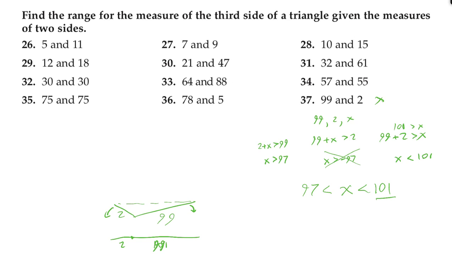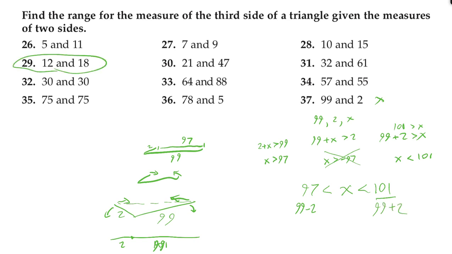And what's the shortest? The shortest is if I bring these close together, and I'm still going closer together, and what I end up getting is here's a 99, and then the 2 is essentially laying right on top of it, and so there's 97 left over. And so really, this is just 99 minus 2 is the shortest, and 99 plus 2 is the biggest. So if I take any 2 right here, I could say x has to be between 18 minus 12, and 18 plus 12. So really x just has to be between 30 and 6. And that's a nice little shortcut you could do to get that one.